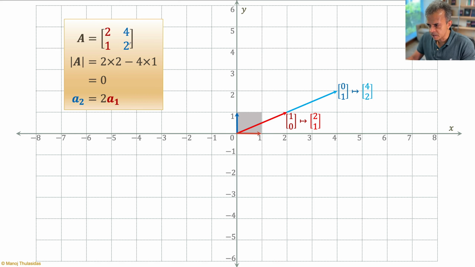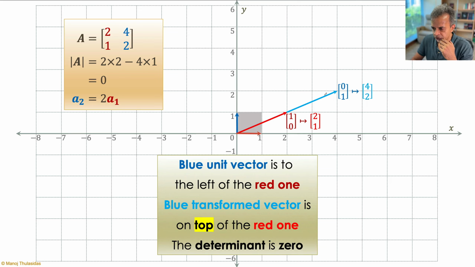That is understandable because the area of the transformed parallelogram has collapsed into a line, so the area is 0. So that's what it means to say that the determinant is 0. The area of the parallelogram is 0. Fine. The blue unit vector is to the left of the red unit vector, but the blue transform vector is on top of the red transform vector. It's neither to the left nor to the right. So the determinant is actually 0.